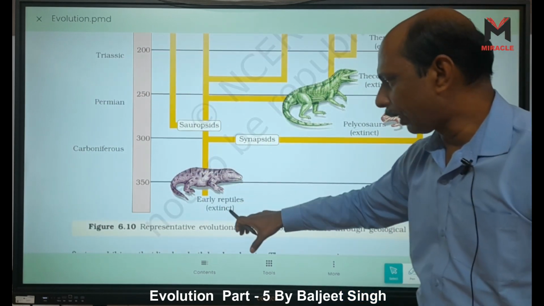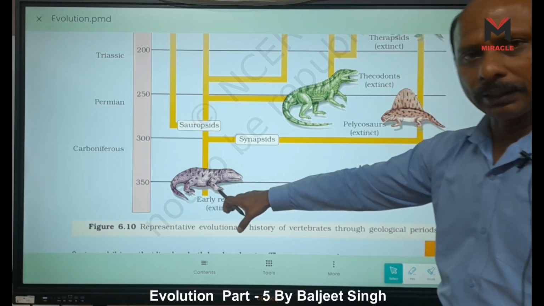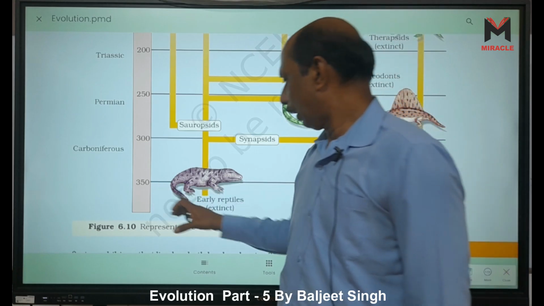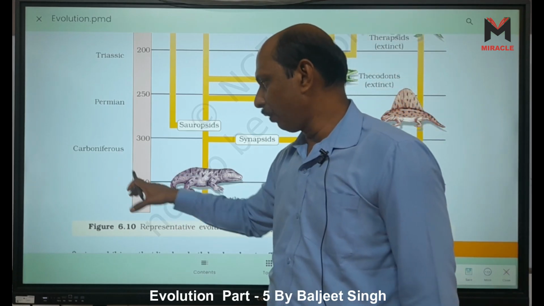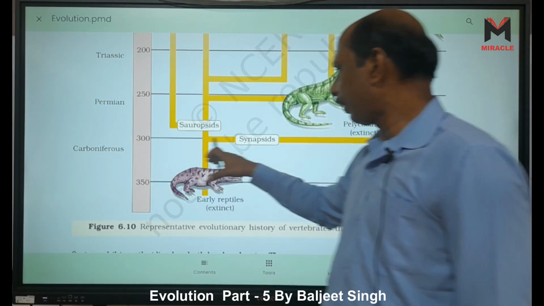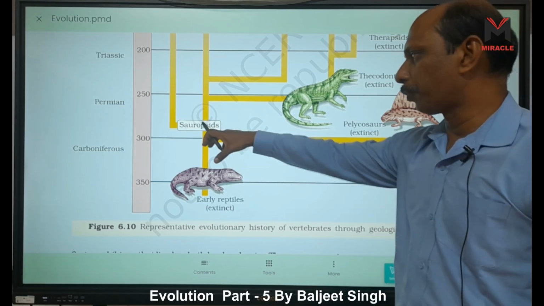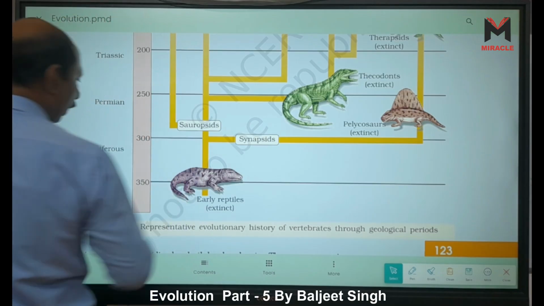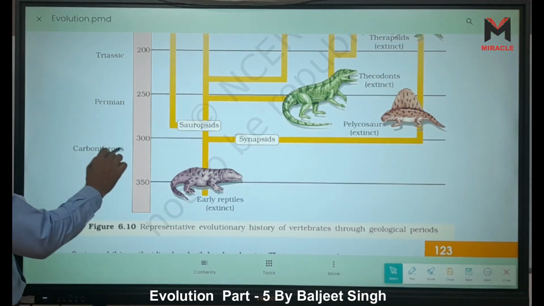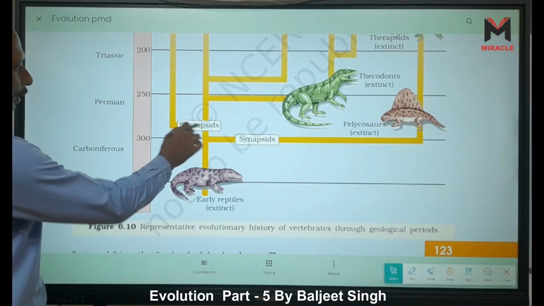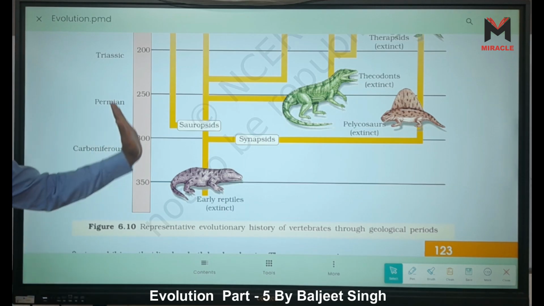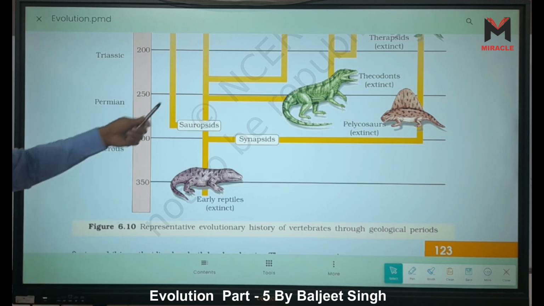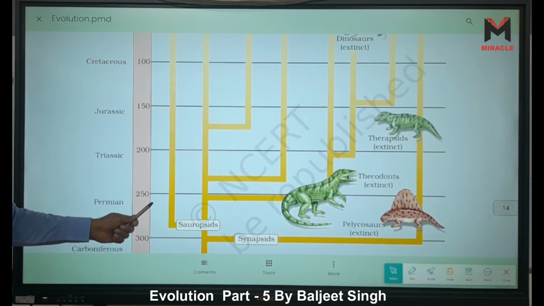So what is given here? First, early reptiles, which are extinct, arose 350 million years ago, in the Carboniferous era, right? Then what happens? Synapsids are formed and sauropsids are formed. These two branches are formed. Synapsids 300 million years ago, just after Carboniferous, and sauropsids are formed just after the Carboniferous.